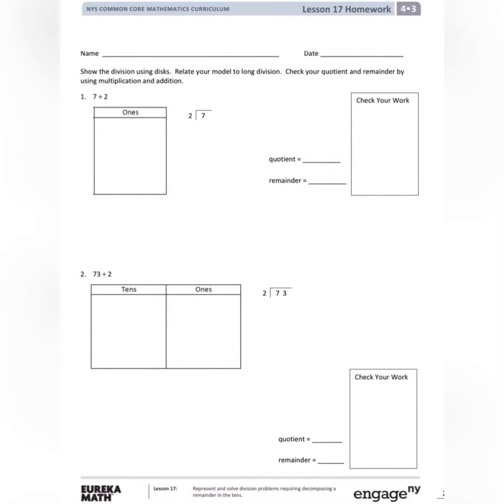Let's take a look at a problem from the Lesson 17 homework. The directions say, show the division using discs. Relate your model to long division. Check your quotient and remainder by using multiplication and addition. Today we're starting with question 2 since number 1 does not have a tens place. In this tutorial, we are only solving using place value discs. I'll make another video to show how to solve using the standard algorithm if that's something that you all would be interested in. So leave a comment if that would be helpful to you.